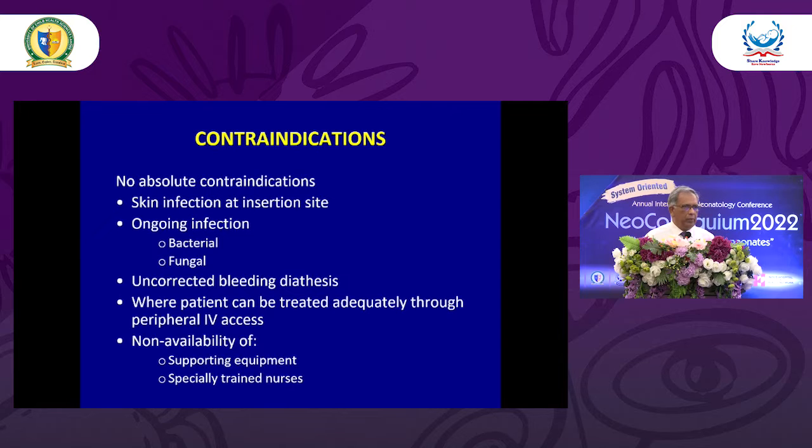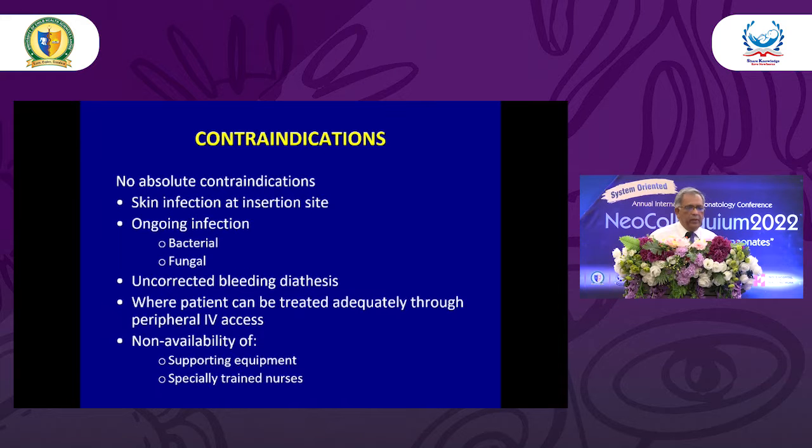Where we cannot put up a long line: although there are no absolute contraindications, the relative contraindications are if there is an infection at the site of insertion, you will not put it there. Or if there is ongoing bacterial or fungal bacteremia or septicemia, you should not put up a long line, because once these bacteria or fungi seed a long line, it's very difficult to get rid of them.